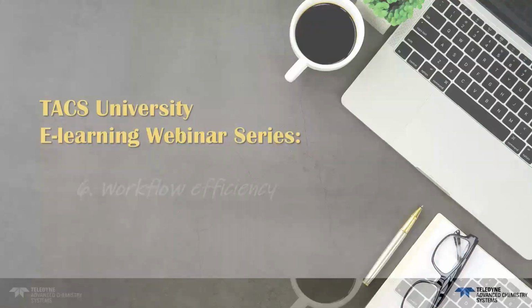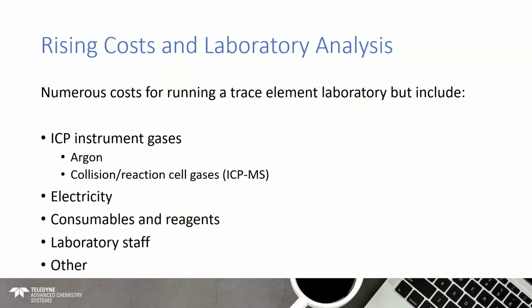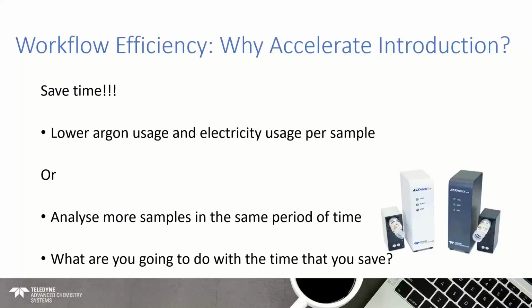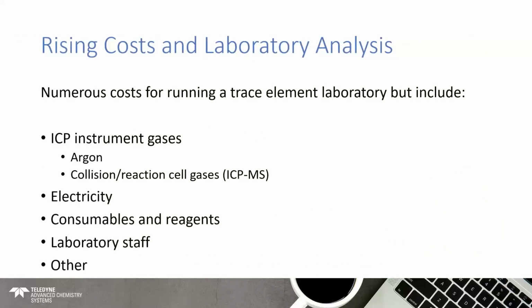Going back to efficiency, this is going back to the slide that we had before on rising costs in laboratory analysis. If we look at this, we can really see where the ASXpress system and accelerating your sample introduction process can save us on the consumables and the costs of a trace element laboratory. Basically, we look at argon and electricity, the two key consumables in our trace element laboratory.